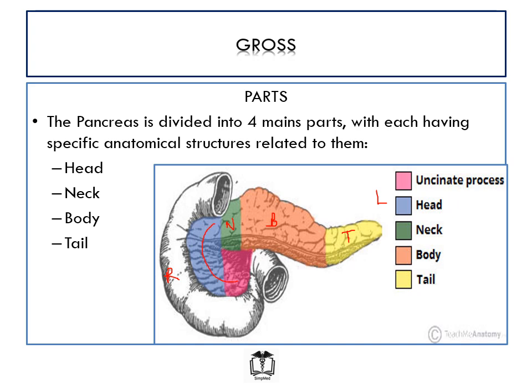The head of the pancreas has a part of it that tends to fold on itself, and that part is called the uncinate process. But the uncinate process is actually a part of the head of the pancreas, so we don't really talk about it as a separate part. So the four parts of the pancreas include the head, the neck, the body, and the tail when we are oriented from right to left.